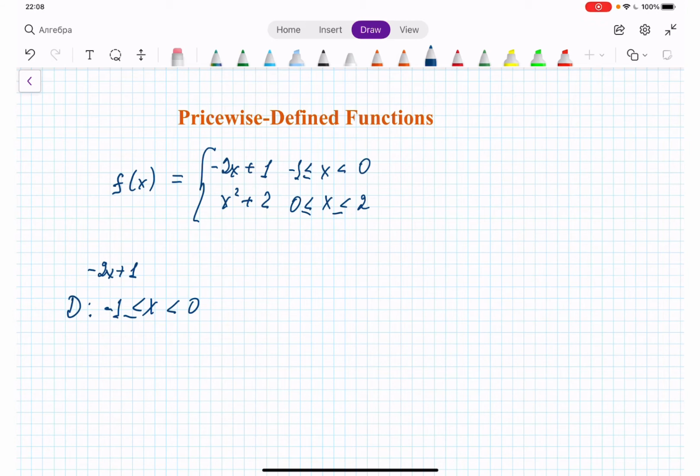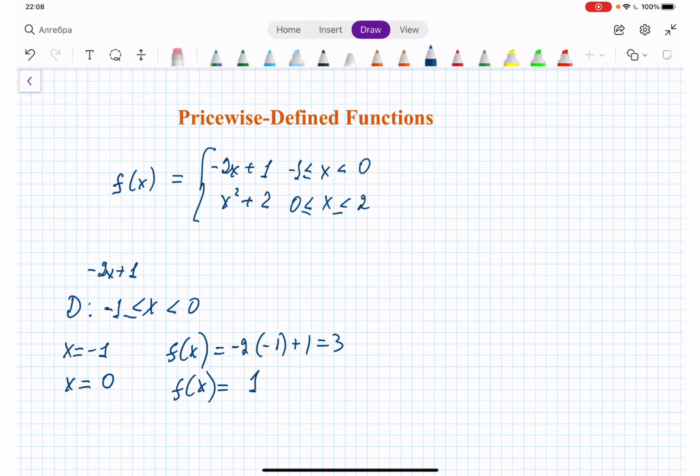If my x is negative 1, my f of x is equal to negative 2 times negative 1 plus 1. It's going to be equal to 3. And when x is equal to 0, my f of x is going to be equal to 1. Okay. So next, let's do the next one.